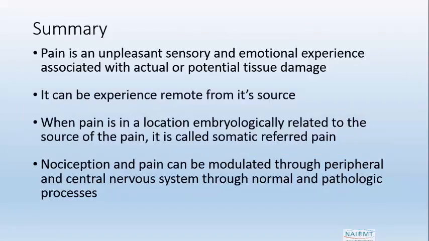In summary, pain is an unpleasant sensory and emotional experience associated with actual or potential tissue damage. Nociception is that sensory experience of actual or potential tissue damage. Only the cortex can value and interpret this signal into what we refer to as pain. Pain can be experienced remotely from its source. In somatic referred pain, there is an embryologic relationship between the source and the location of the experience of pain. Nociception and pain can be affected in the peripheral and central nervous systems through normal and pathologic processes, which either enhance or reduce the experience of nociception and pain.